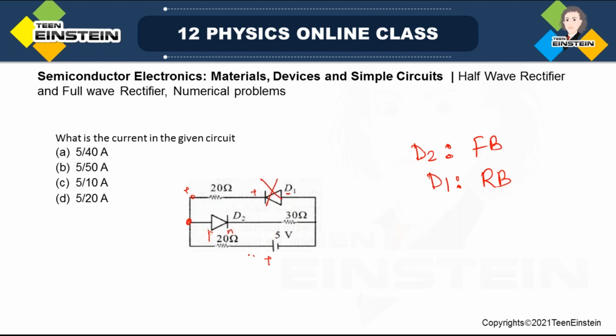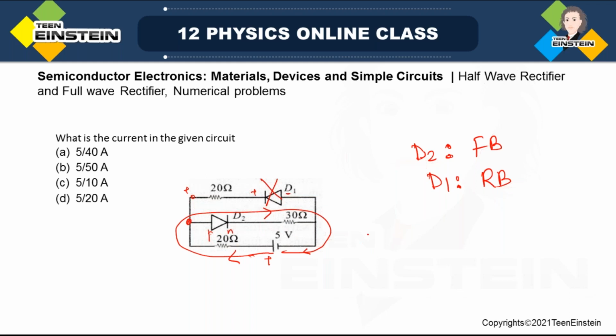So current will only flow through this way. It will go from the positive terminal of the battery, then all the way through D2, through this 30 ohm resistance, and all the way through the 20 ohm, back to the battery. So this is the circuit. Now, there is no resistance in the ideal case in forward bias, so no potential drop across the diode. Only potential is dropped across the 30 ohm and 20 ohm. That is what we will consider here.